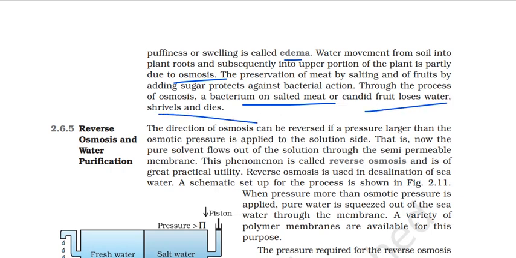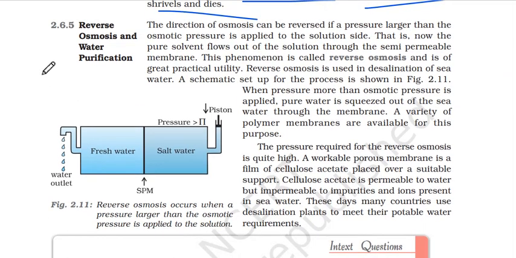Now, reverse osmosis and water purification. The direction of osmosis can be reversed if a pressure larger than the osmotic pressure is applied to the solution side. ठीक है, तो अब यहाँ पे क्या कर रहे हैं? हम osmosis ही टेढ़ा कर रहे हैं क्योंकि इतना excess pressure दे रहे हैं कि solution side से ही water will start moving या जो भी solvent है, it will start moving towards pure solvent. That is, now the pure solvent flows out of the solution through the semi-permeable membrane. This is known as reverse osmosis.